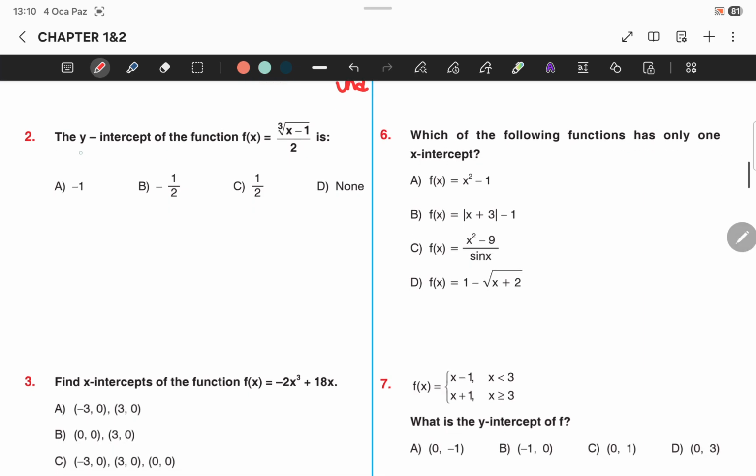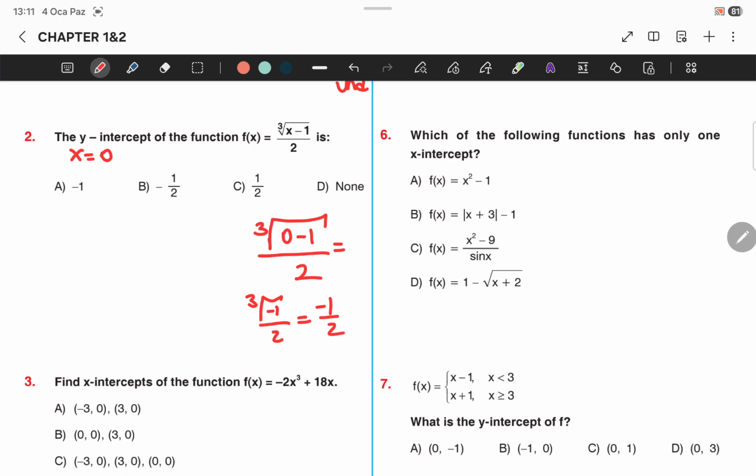Next question, y-intercept, x must be equal to 0. Can I replace? So 0 minus 1 over 2. When you look at here, guys, again, when you see this third root of negative 1 over 2, can I say this is equal to negative 1 over 2?